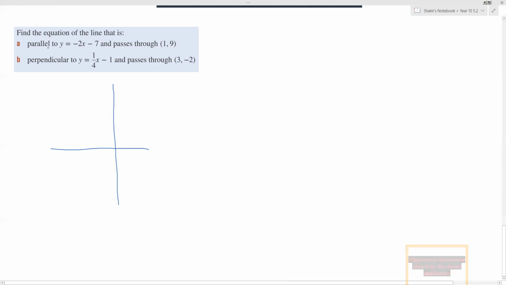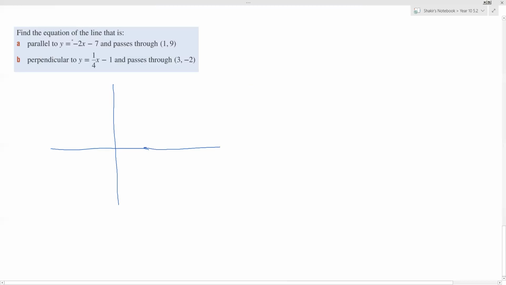So find the equation of the line that is parallel to there and passes through (1, 9). So let's see. Let's just graph it up. It's parallel to there. We have to find the equation of the line. So y is equal to, because it's parallel to this line, it's going to have the same gradient. So the line we want is y equals negative 2x. And then now we just have to figure out the y-intercept.